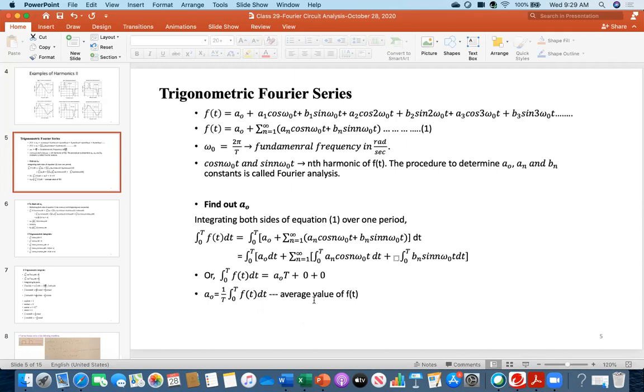And that makes sense. Average value of an AC waveform represents the DC. As I said, in fact, this a naught represents the DC signal, because this is constant voltage or constant current, whatever it is. And this represents the sinusoidal function. Therefore, you have to note down this equation, a naught is 1 over T integration of 0 to T f(t) dt. You will need this to find out the a naught constant when you are analyzing Fourier series.